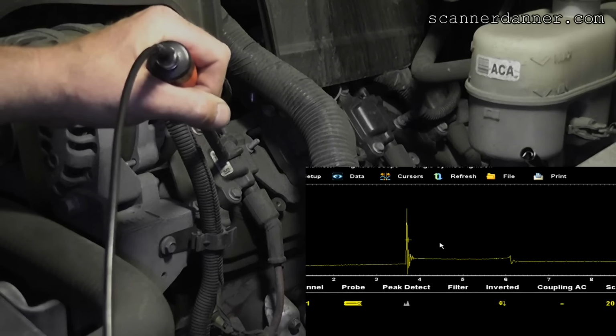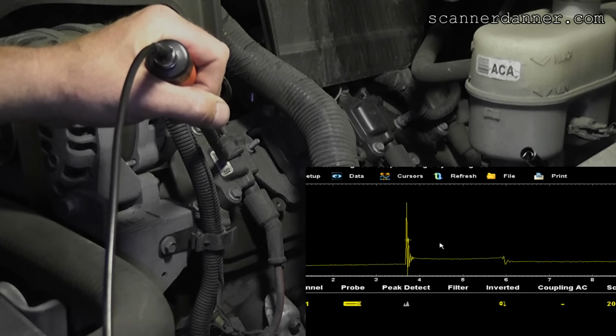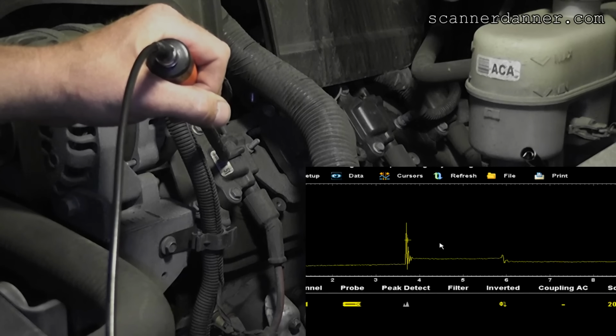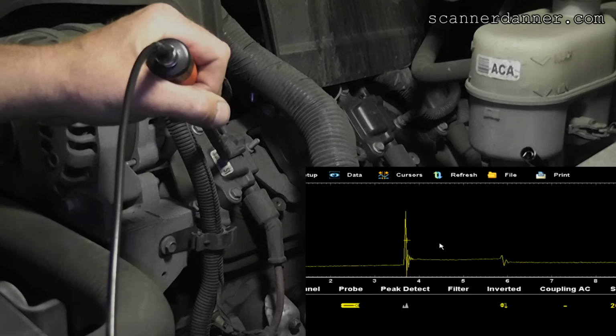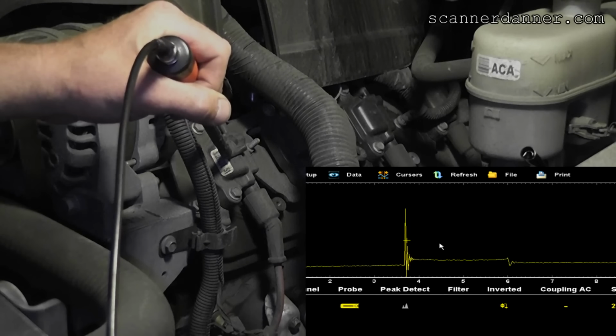Watch that burn time again. And that would be the current flow across the spark plug. See it? Right there, right there. Man, you can really feel it too on the vehicle when it does that.